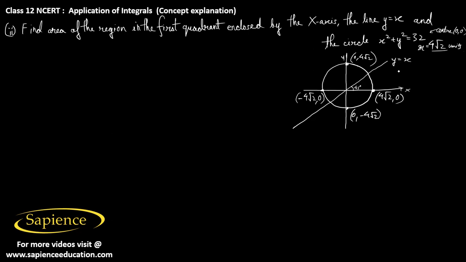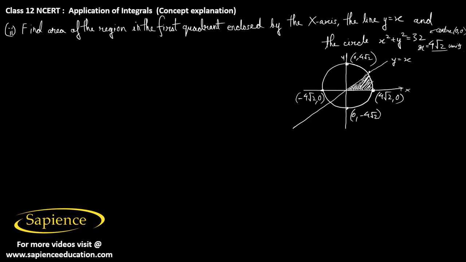So this is the line y = x. Here we need to find the area of the region in the first quadrant enclosed by the x-axis, this line, and the circle. So it means we need to find the area of this region, this part we need to find.